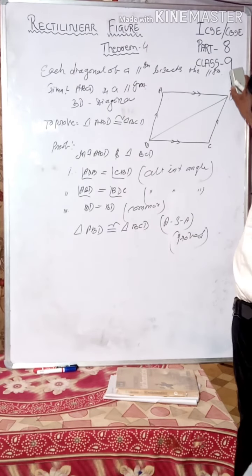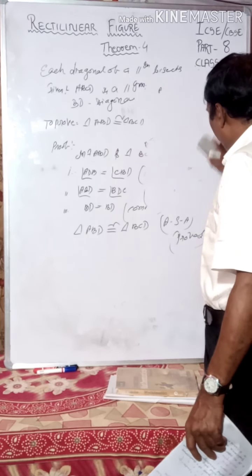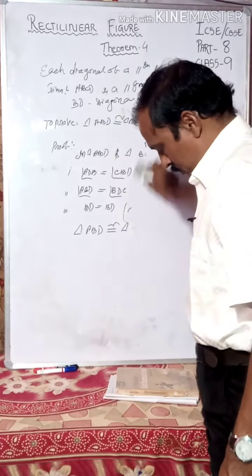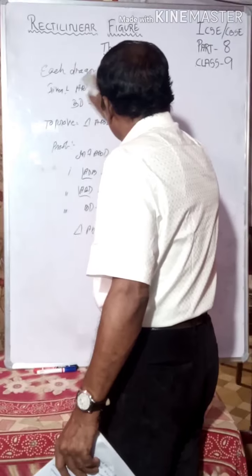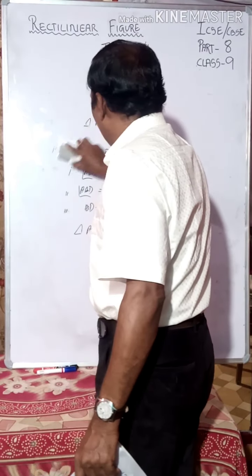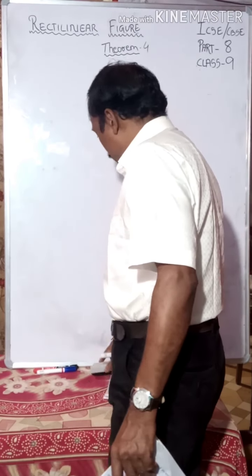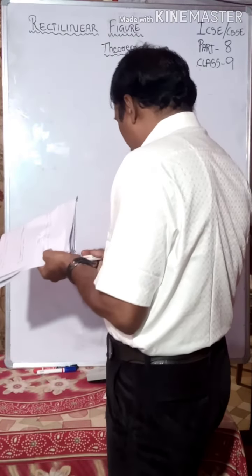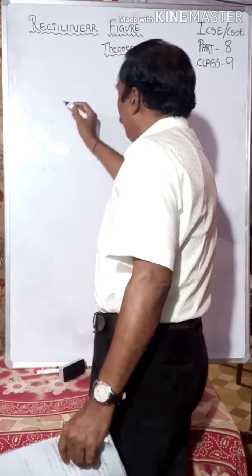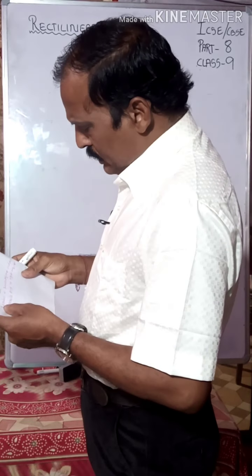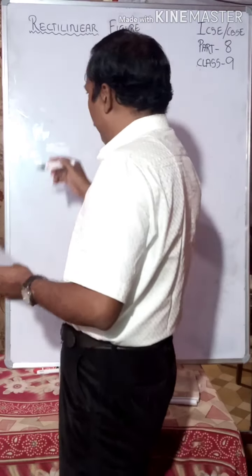Next theorem is about rhombus. We know what is rhombus. What is quadrilateral, what is rhombus, what is a trapezium. But now here is a rhombus. There is theorem 5. Rhombus is a parallelogram whose diagonals meet at a right angle.